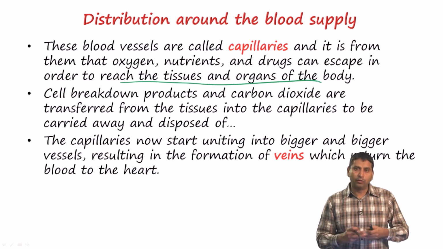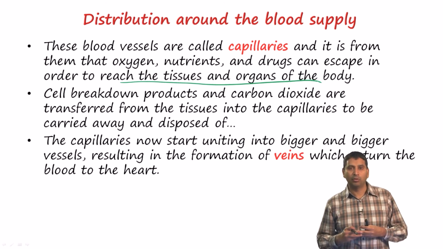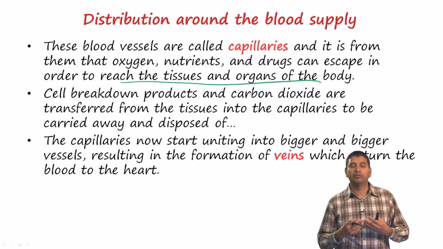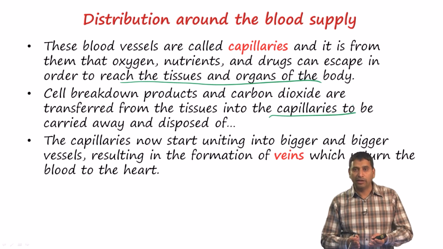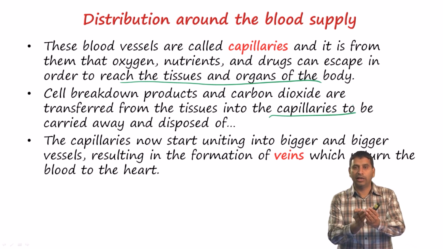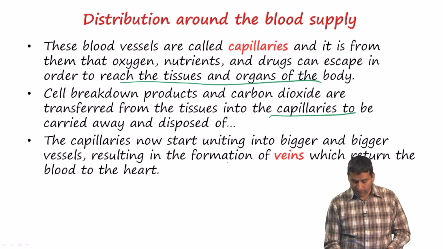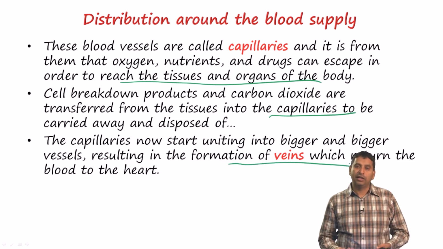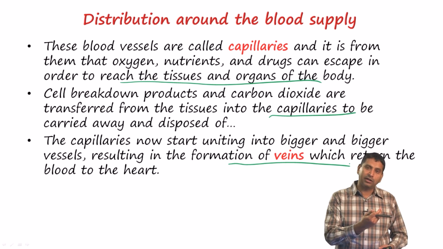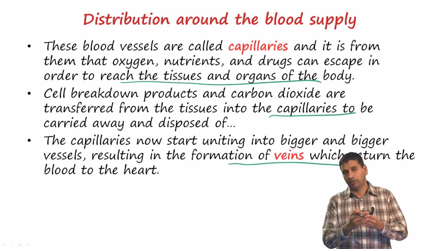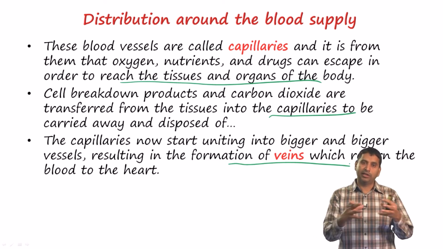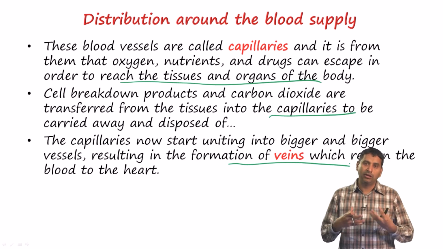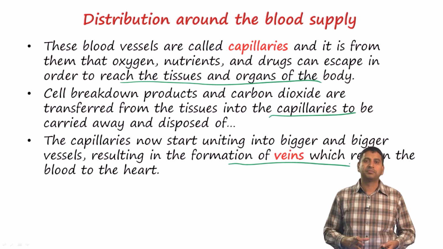Then cells also break down products. So, for example, carbon dioxide or other metabolites that are broken down, those are in turn transferred from the tissues into these capillaries again, and then these capillaries are again going to converge, and then they start uniting into bigger and bigger vessels, and these result in the formation of veins. And these veins again connect back to the heart, and then it is reoxygenated, and then it is again pumped back, okay. So, there is a connection between the heart and the lung, obviously, because lung is the place where oxygen is passed to the blood.